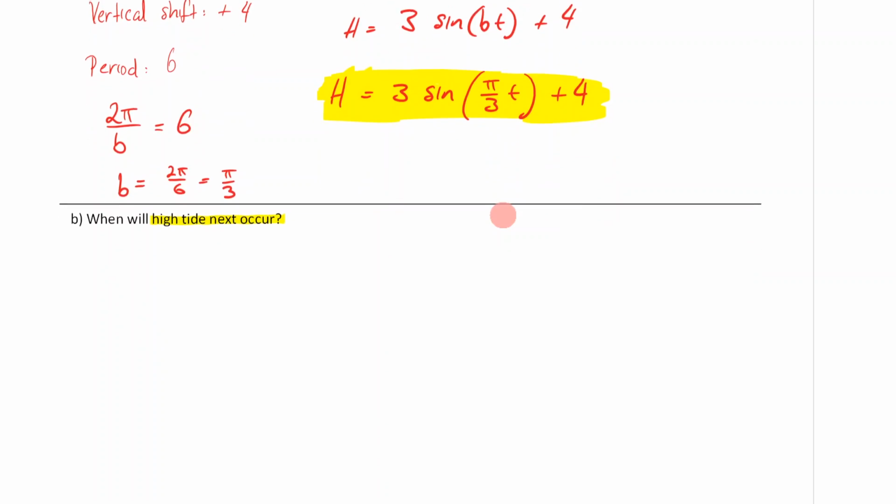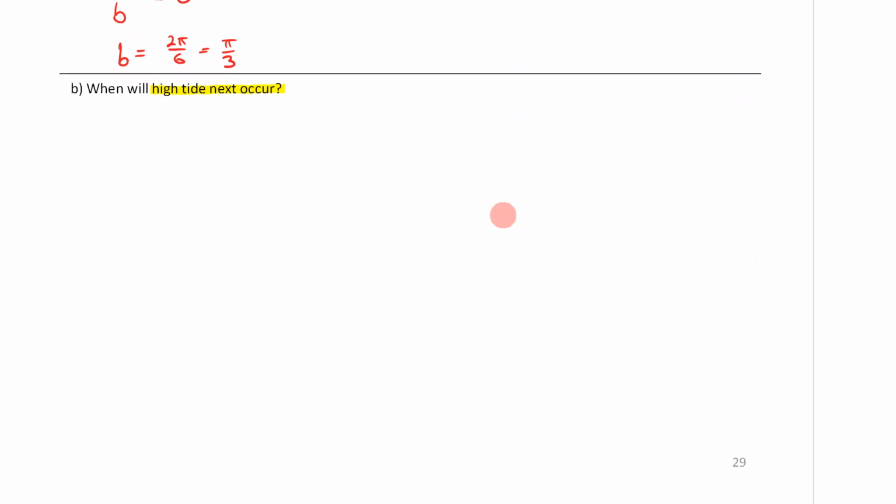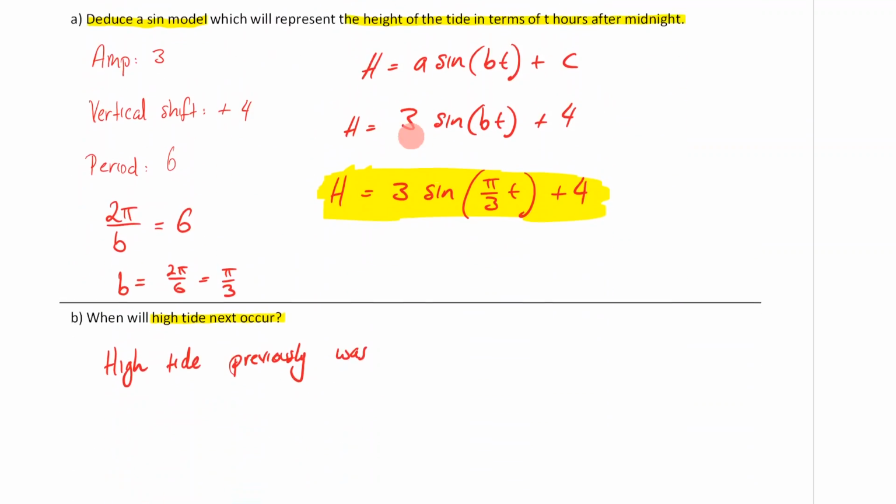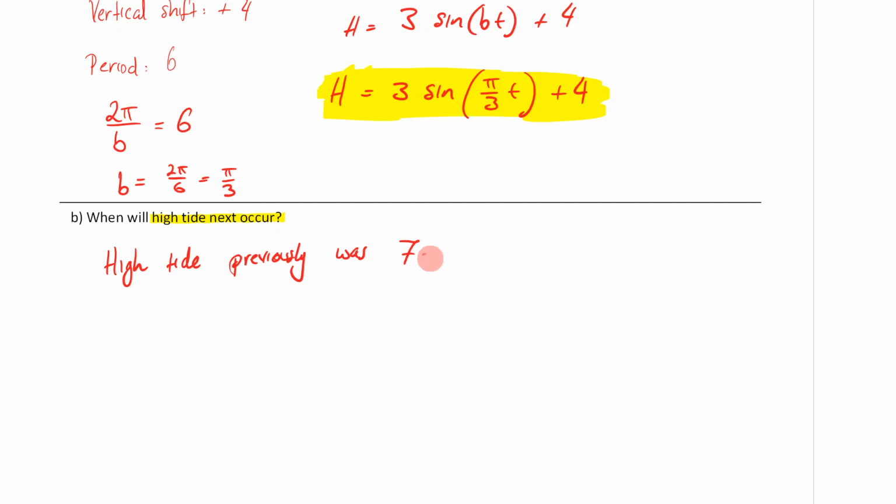So if I was to write down in full, kind of our thinking here, is I found that the high tide previously was, now what did I say it was? I've already forgotten. 7.5. 7.5 plus the period, which is 7.5 plus 6 is equal to 13.5.